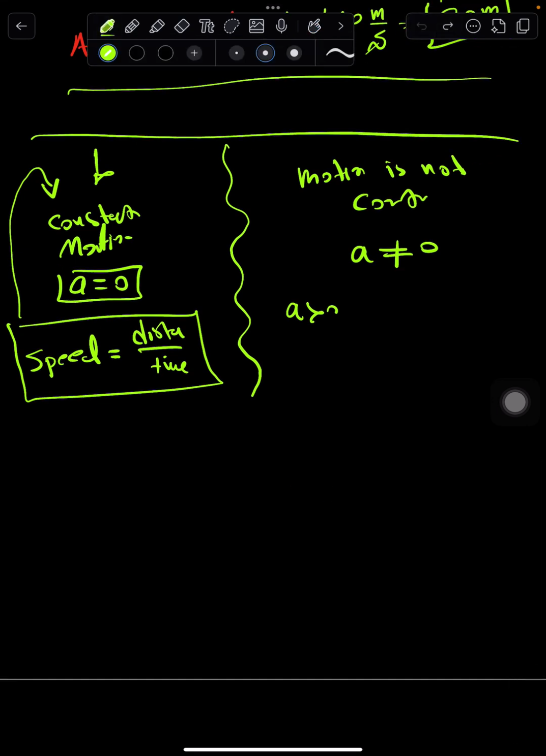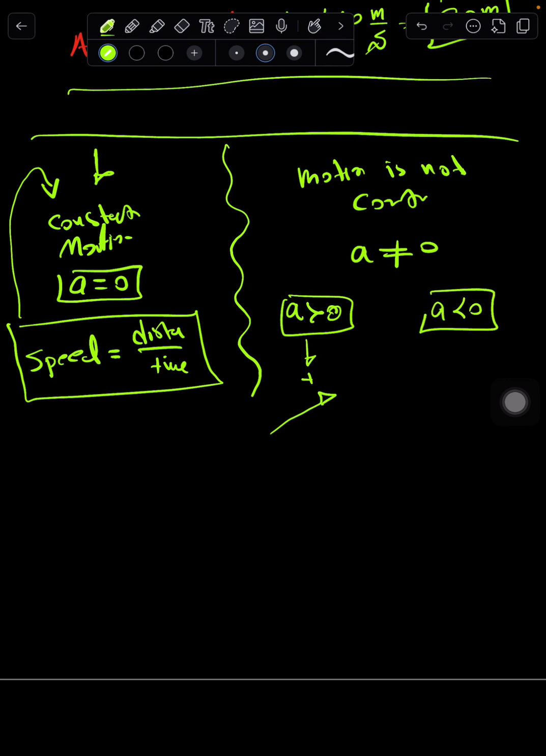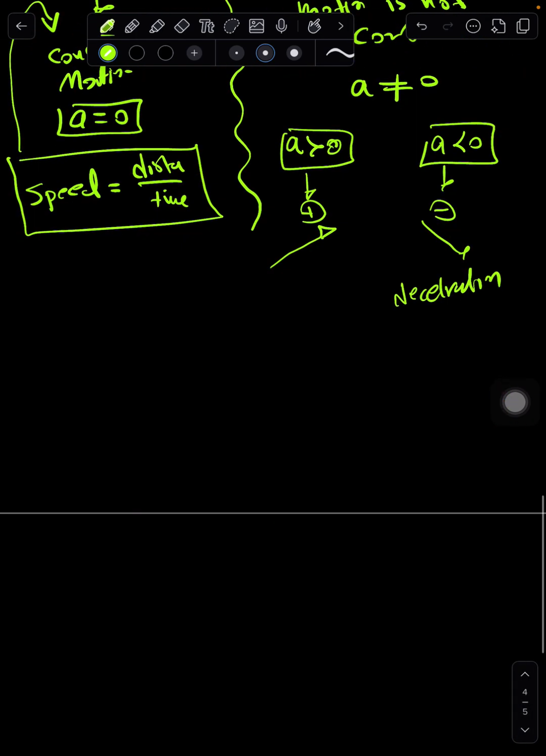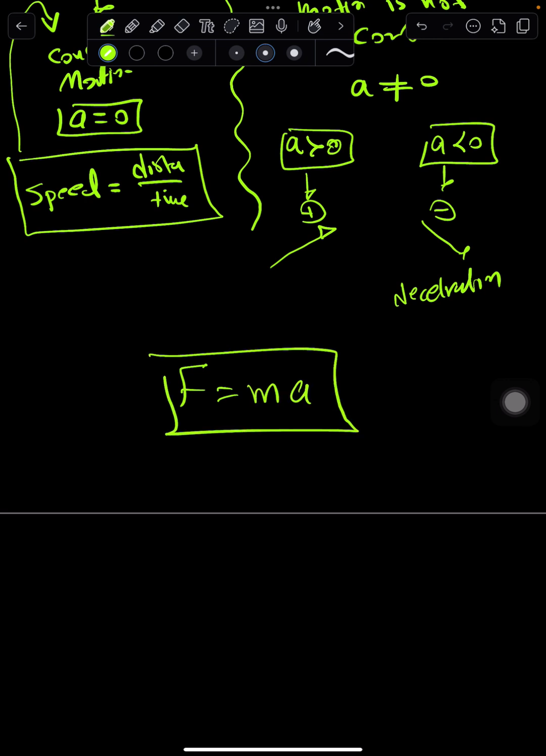It's working now. Okay, so if the acceleration is bigger than 0, which is a positive number, that means the speed is increasing, and if the acceleration is smaller than 0, that's a negative number, so the speed is decreasing, and we call that deceleration. Okay? Right, so using the formula F equals ma, we can link force to motion using the acceleration.